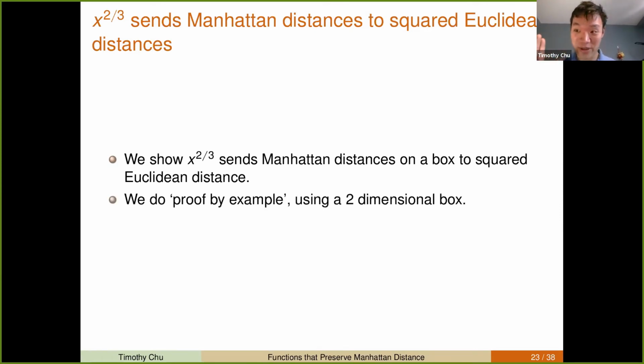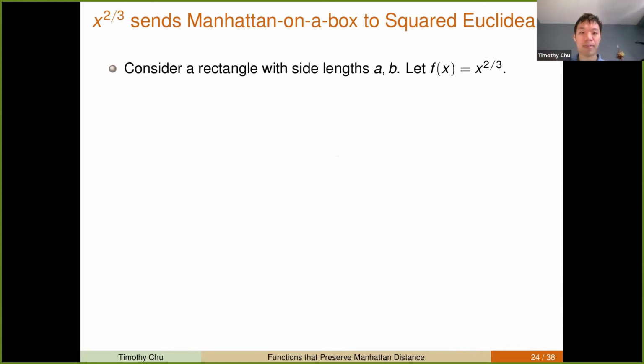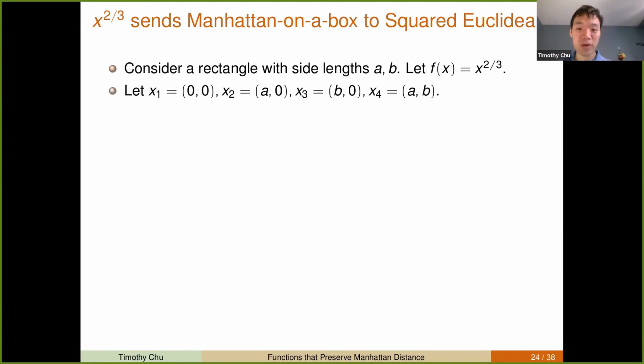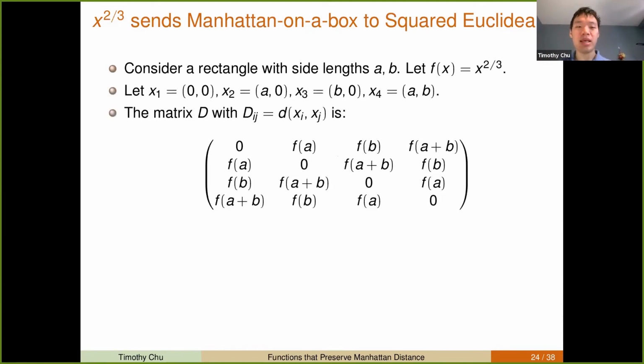We're going to do a proof by example, and we're going to use a 2-dimensional box. But this proof by example will illustrate the general point without losing any of the subtleties. So let's consider a rectangle with side lengths a and b, and let's say f of x is equal to x to the 2/3. Now we're just going to assign some coordinates for this, very straightforward. And now I'm going to figure out the matrix D of distances. Here, the distance is what happens when I take the Manhattan distance between two corners and raise it to the 2/3 power, where I apply f to it. You can take a couple moments to verify that I have indeed written down this matrix properly. You can check one of the rows if you want.